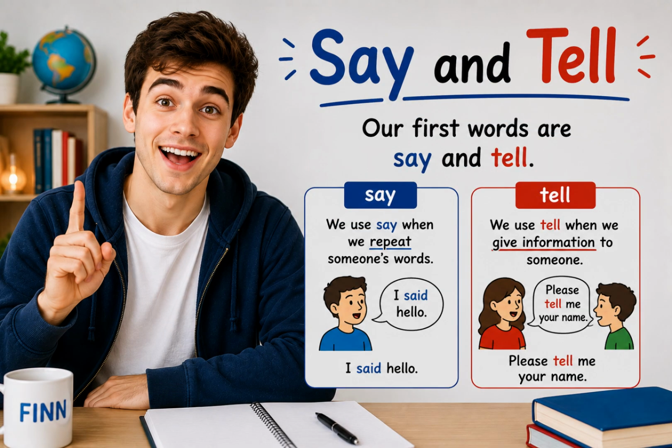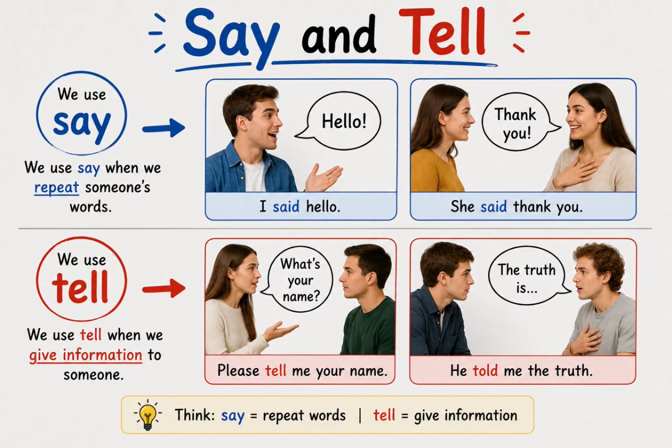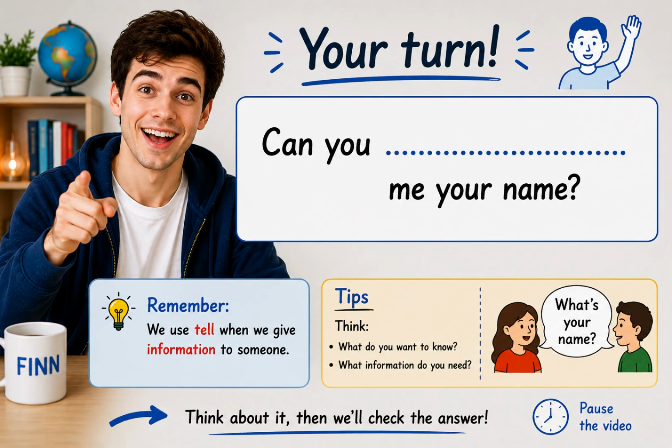Our first words are say and tell. We use say when we repeat someone's words. I said hello. She said thank you. We use tell when we give information to someone. Please tell me your name. He told me the truth. Your turn. What word goes in the blank space? Answer, tell. Did you get it right?